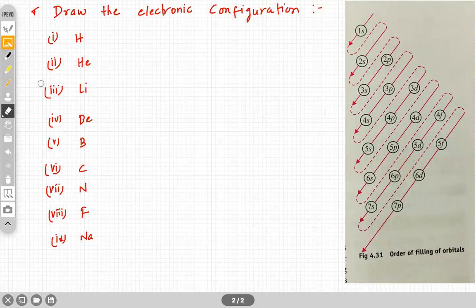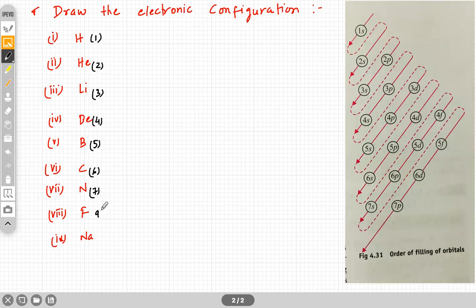Let it be. So, electronic configuration. The first thing we should know is the atomic number, right? Which is 1 for hydrogen, 2, 3, 4, 5, 6, 7, 9, and 11. The atomic number we have here. It's just the first thing we are discussing.